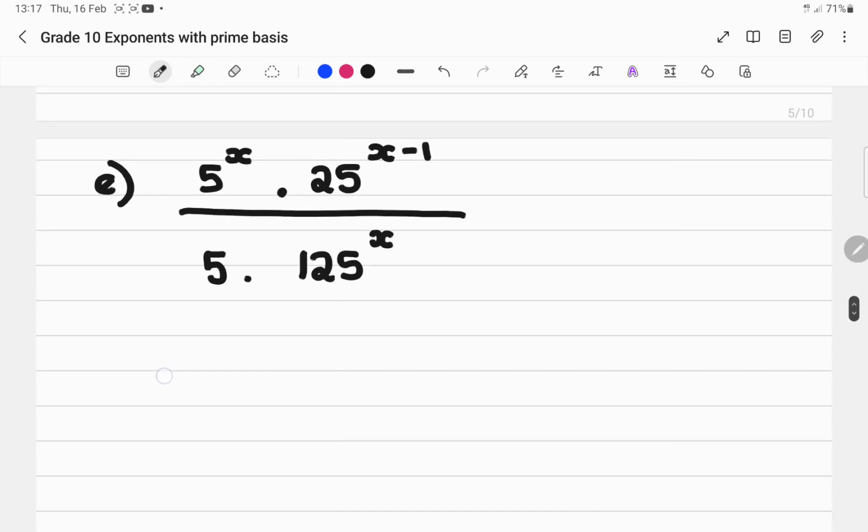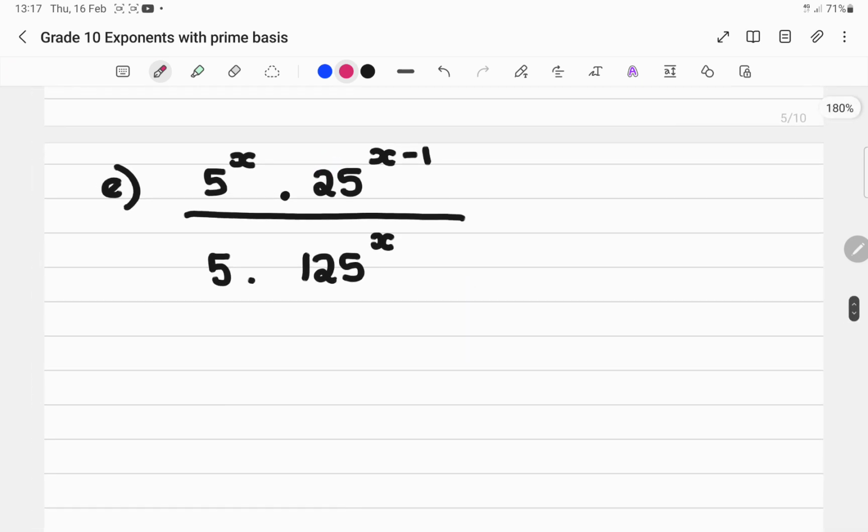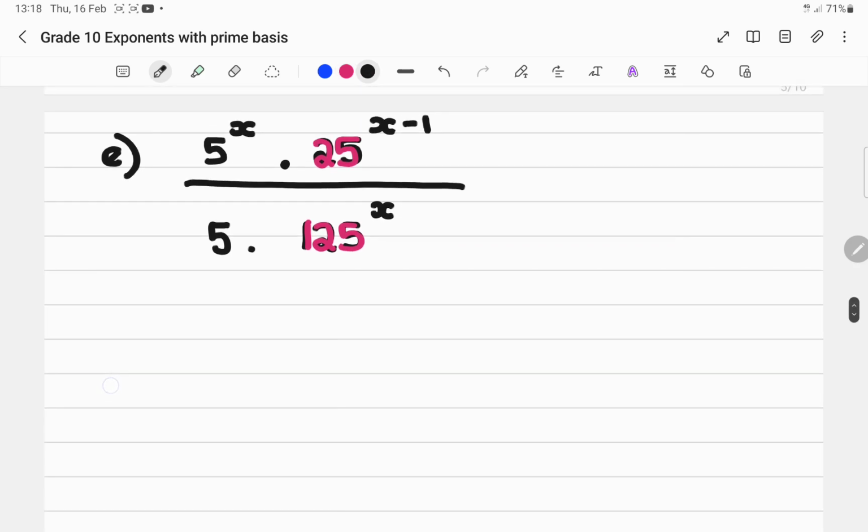Then to the next one. Now we're going to get into the real numbers where it becomes maybe a little bit more tricky. So which numbers aren't prime bases? The 25 and the 125. So we need to make them the prime bases.